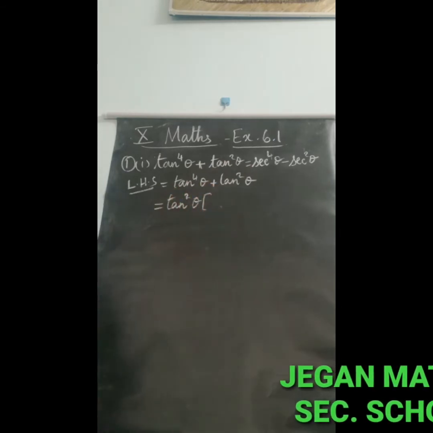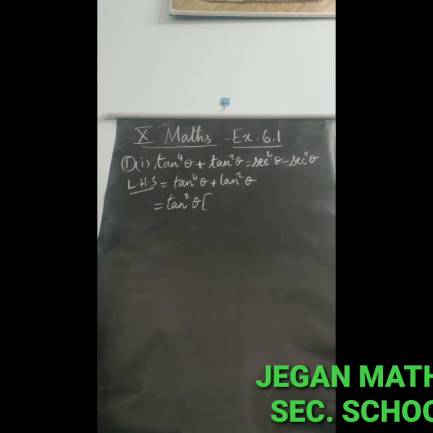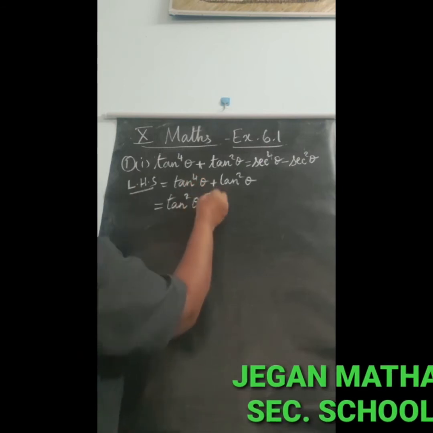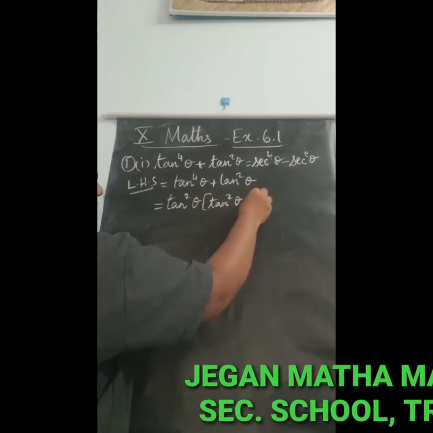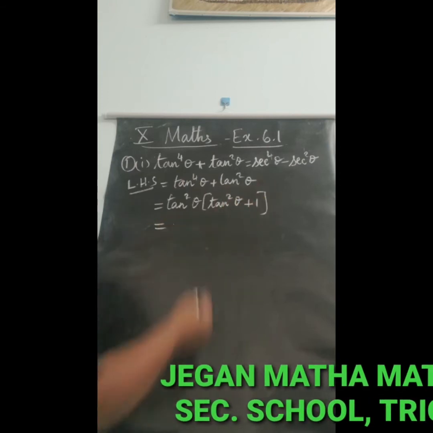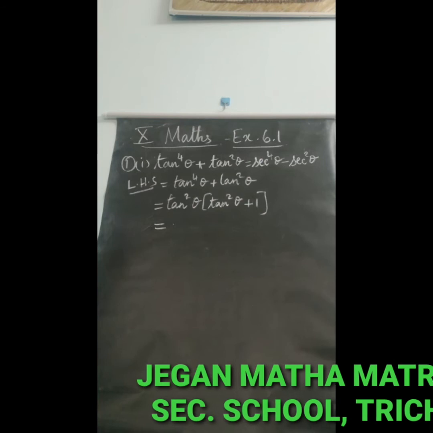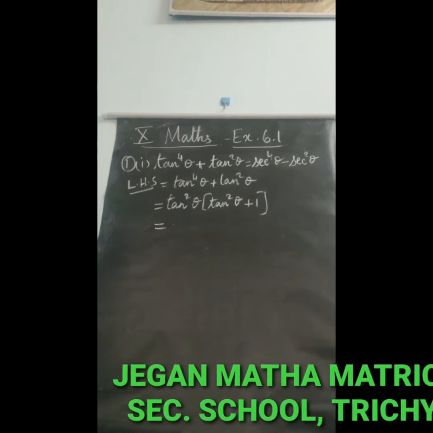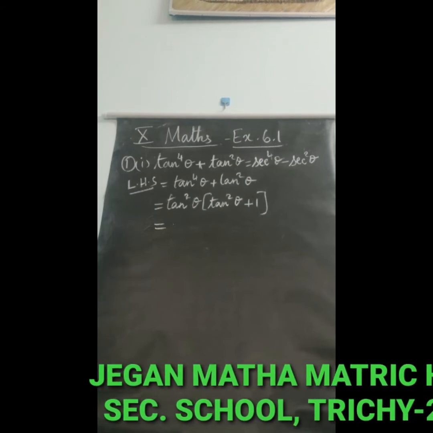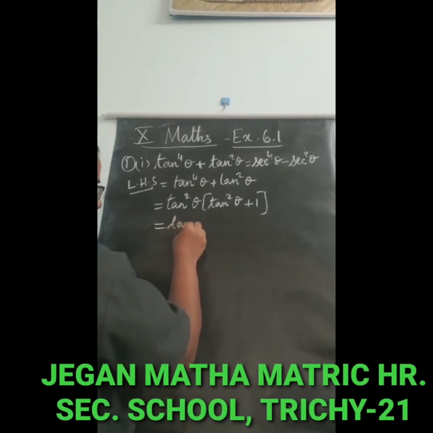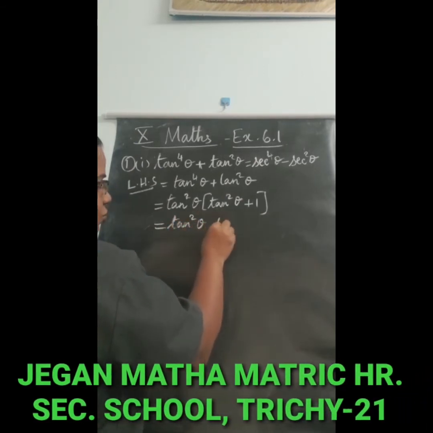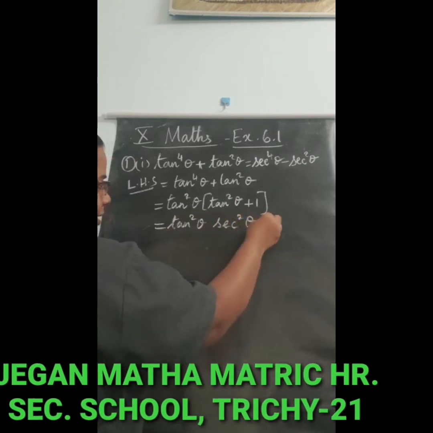If you take tan square theta common, what is the remaining term? 1, tan square is there. So tan square theta plus 1. So that is equal to, what is tan square theta plus 1? That is secant square theta. So you have to change this tan square theta into secant square theta.